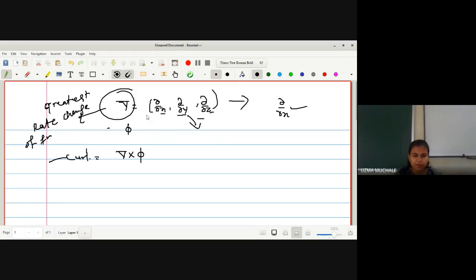Whatever may be the function, here mostly we consider phi as the function whose derivative we are going to find out. Now a real life example of this: suppose you have an oven. Assume that you have an oven. So what you do in an oven, suppose we have kept some dough.